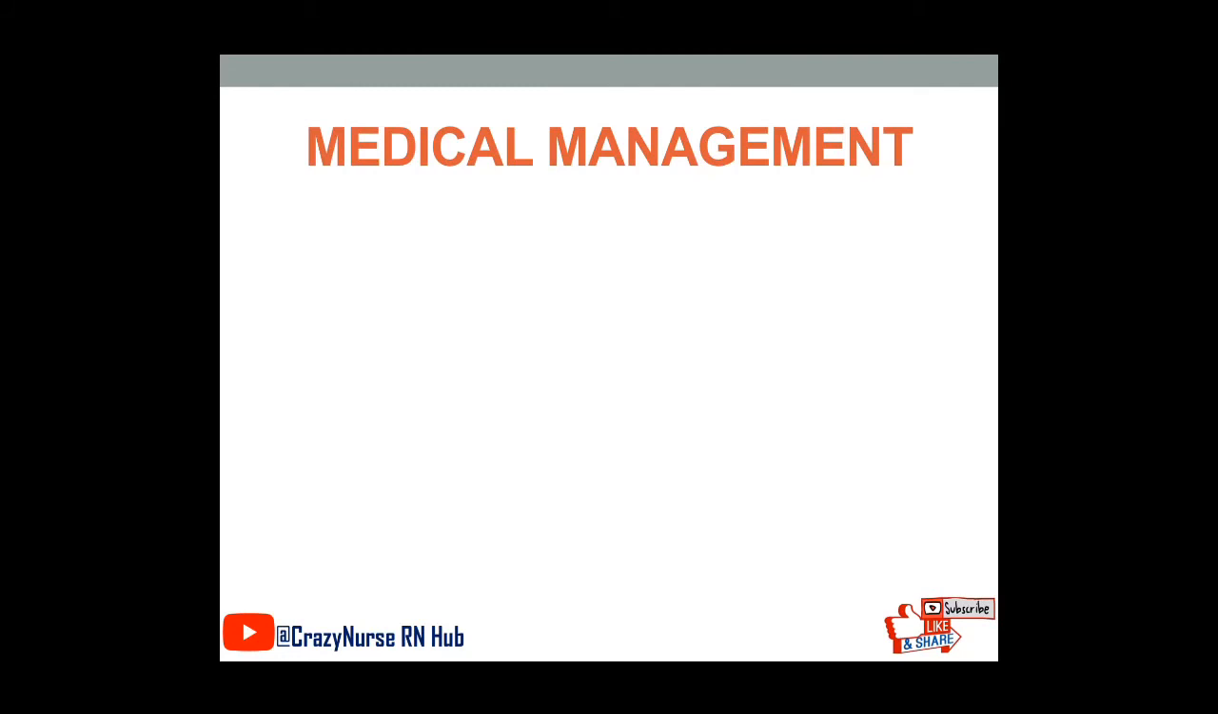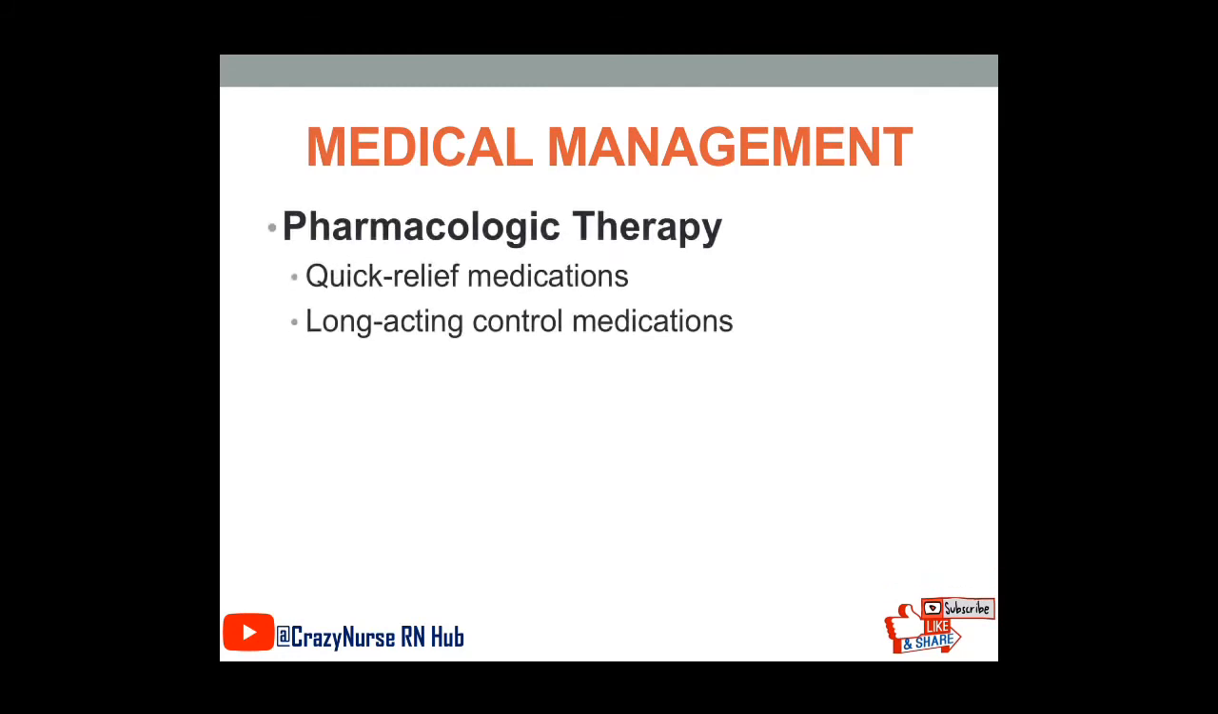For the medical management, for the pharmacologic therapy, we have your quick relief medications and long-acting control medications. For the quick relief medications, short-acting beta-2 adrenergic agonists are the medications of choice for relief of acute symptoms and prevention of exercise-induced asthma. They are used to relax the smooth muscles.